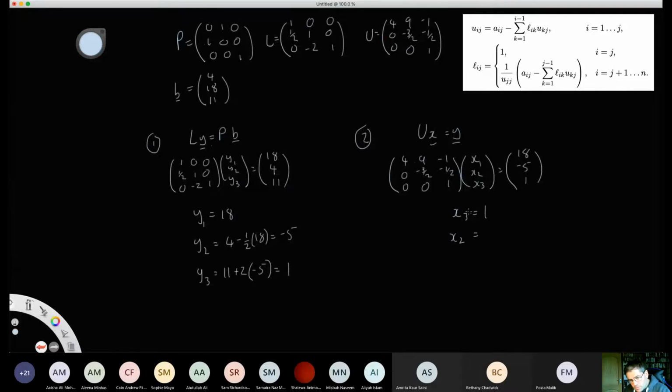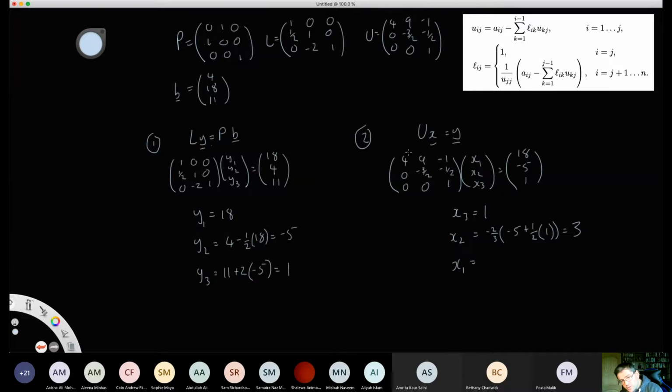Well, the coefficient of x2 is minus 3 over 2, so we'll be dividing by minus 3 over 2, that's the same as multiplying by minus 2 over 3. And we'll have minus 5 minus a half, so that's plus a half, times x3, which is 1. So that's 5.5. So minus 5 plus 1 is minus 4.5. Times minus 2 is 9 divided by 3. That's going to give me 3.